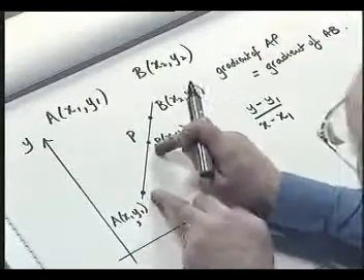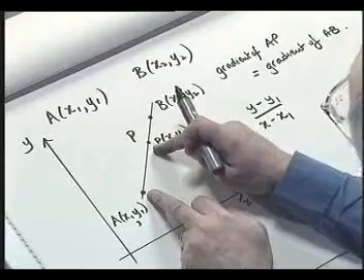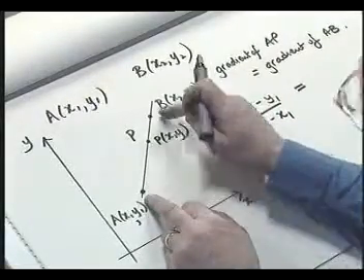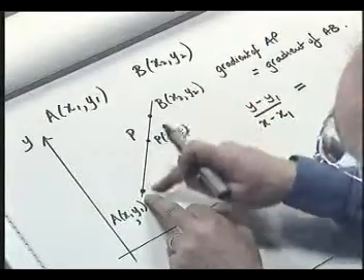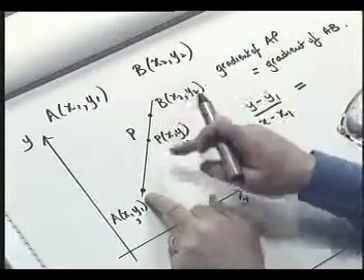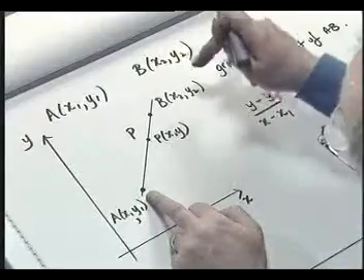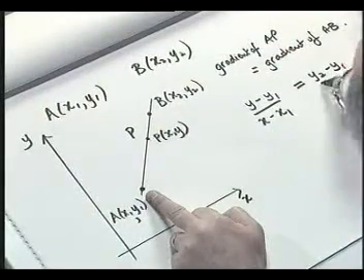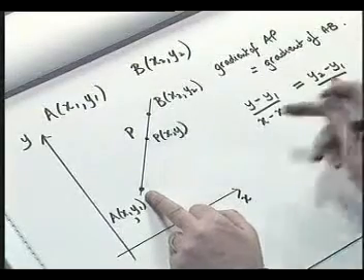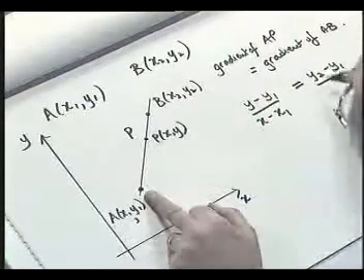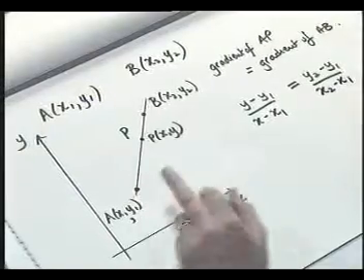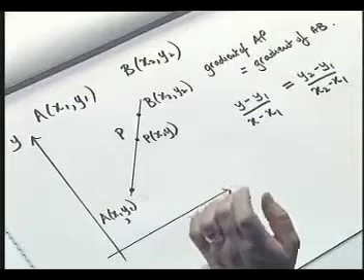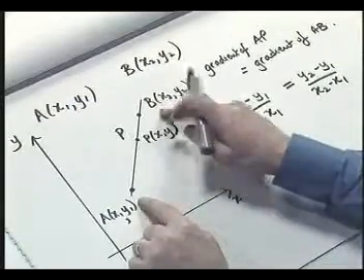So that's the gradient of this line segment between A and P. And that's got to equal the gradient of the line segment between A and B. And what's the gradient of the line segment between A and B? Well, it's the difference of the y-coordinates, which now is y2 minus y1, divided by the difference in the x-coordinates, which is x2 minus x1. So that is a formula which will tell us the equation of a line passing through 2 arbitrary points.